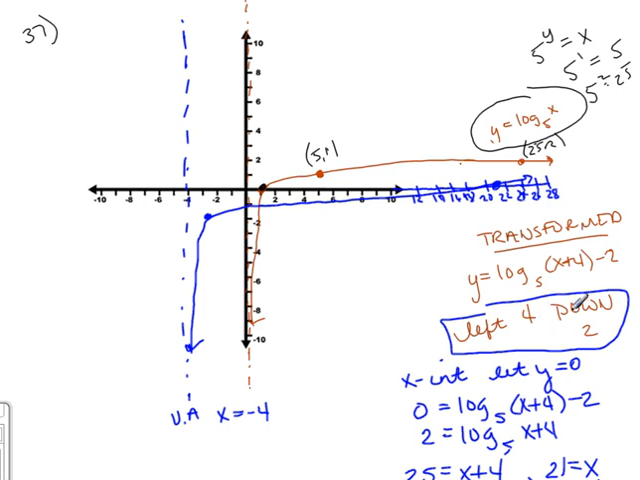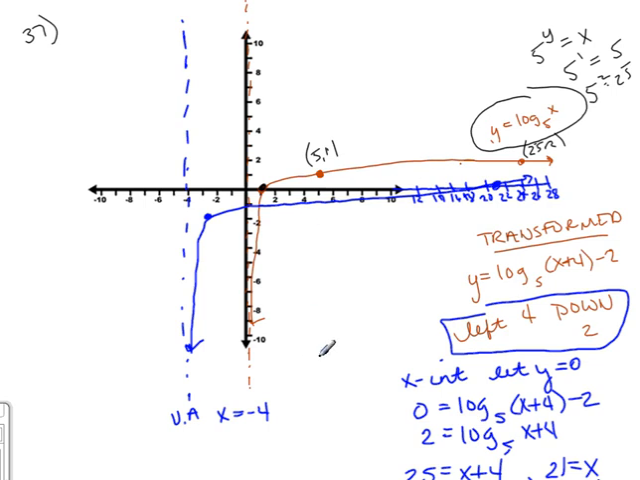The transformations are going to move that graph to the left 4, because of the plus 4 adding 4 to just the x piece, and then down 2. So I'm going to take that point (1, 0) and move it to the left 4 and down 2. So your point ends up being at (-3, -2).